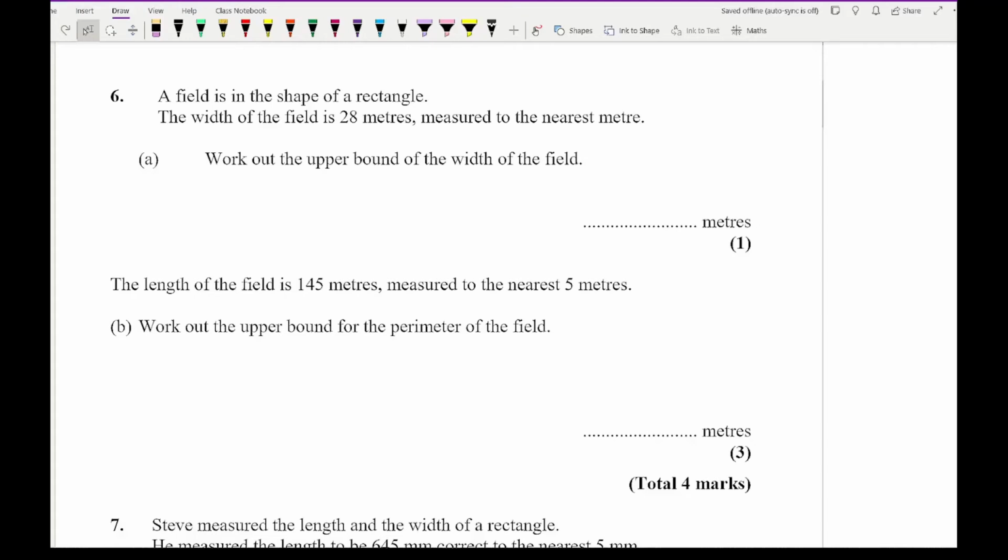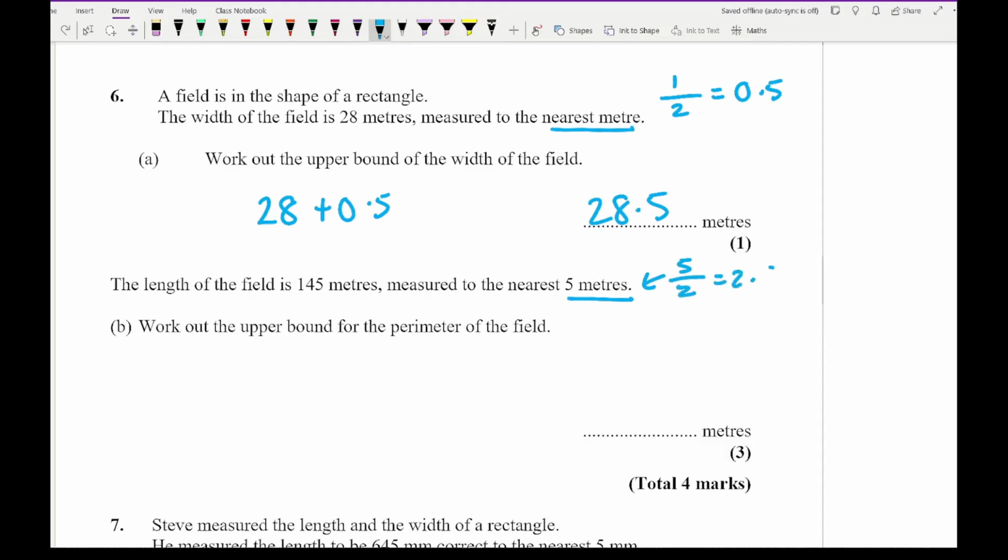Now moving on to question 6, again we've got another rectangle. It says the field is in the shape of a rectangle, the width of the field is 28 meters, measured to the nearest meter, and we want to work out the upper bound of this. So again, measured to the nearest meter, which is 1, so we divide that by 2, we get 0.5. So for the upper bound we're going to do 28 plus 0.5, which is 28.5. The next question then says that the length of the field is 145 measured to the nearest 5 meters. So here I'm going to do 5 divided by 2, which is 2.5. And the question is asking what's the upper bound of the perimeter.